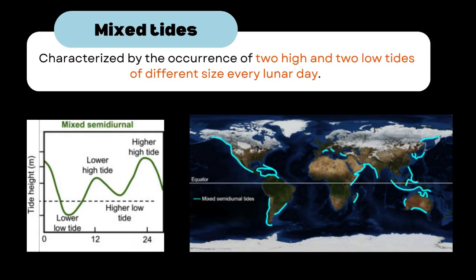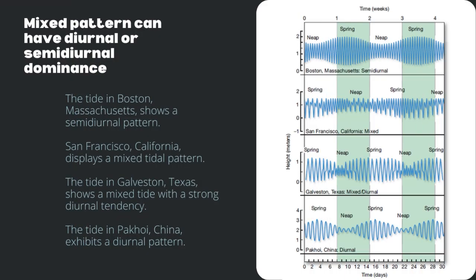Finally, mixed tides. Similar to semidiurnal tides, an area has a mixed semidiurnal tidal cycle if it experiences 2 high and 2 low tides of different size every lunar day. Areas with a mixed tidal cycle can be found alongside the west coast of the USA, in parts of Australia and in Southeast Asia. The mixed pattern can have diurnal or semidiurnal dominance.